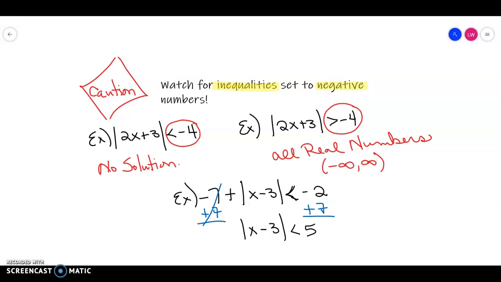And that one we can work out. Now we can do the as is and the opposite of the inside and find our solution, okay? So don't make this decision, the no solution or all real numbers, until after the absolute value is by itself.